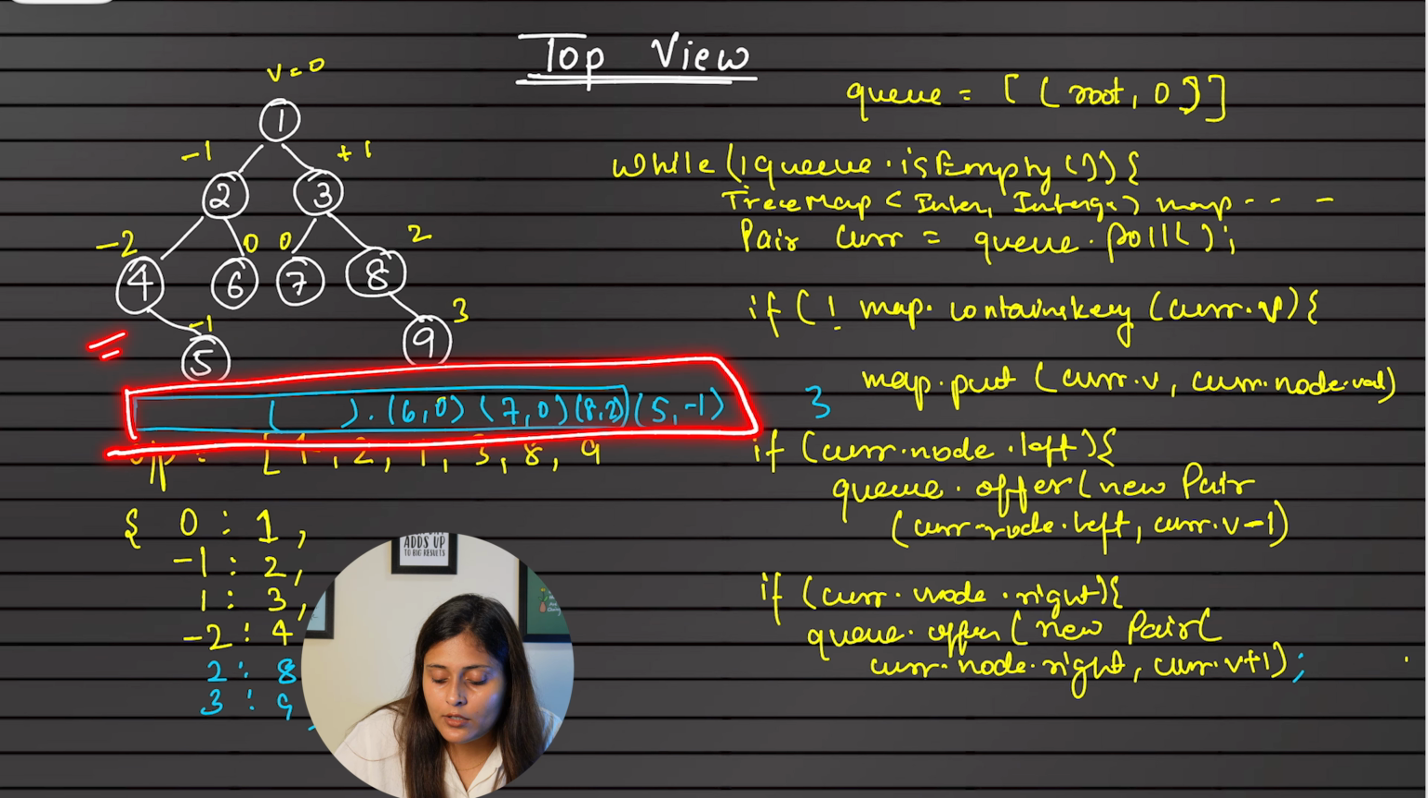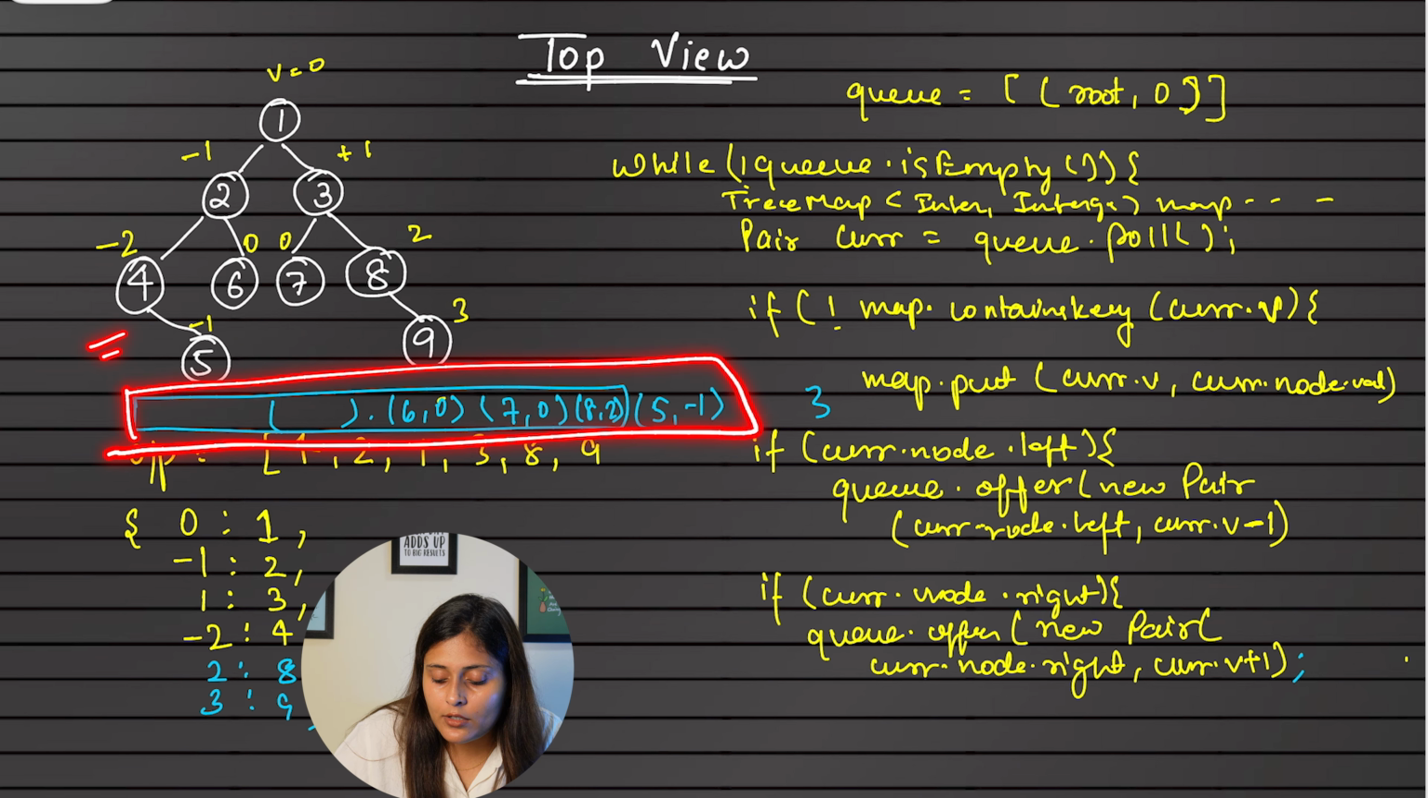So let's write the code for this in the editor. So here is the code we have. First we'll create the pair, and for every node we will have node and HD. Now inside the top view function we'll create the array list to store the values of top elements, and we'll check the base case, what if root is null. But as the question says the minimum number of nodes will be 1, so in the breadth first search approach we don't need to write this line of code. In DFS it is required.